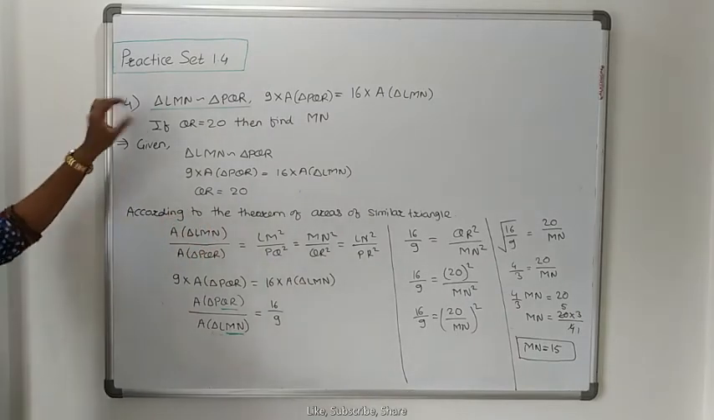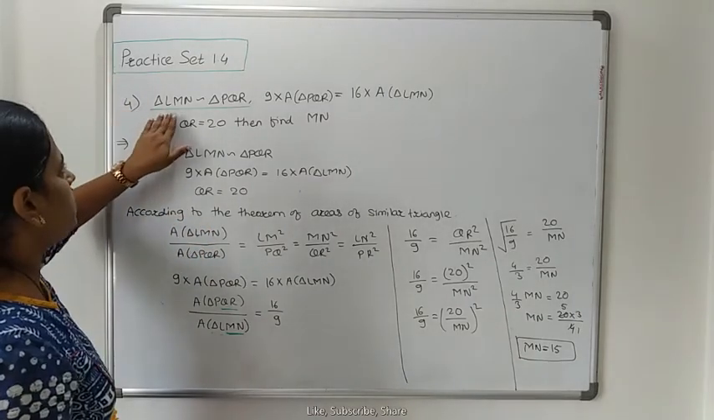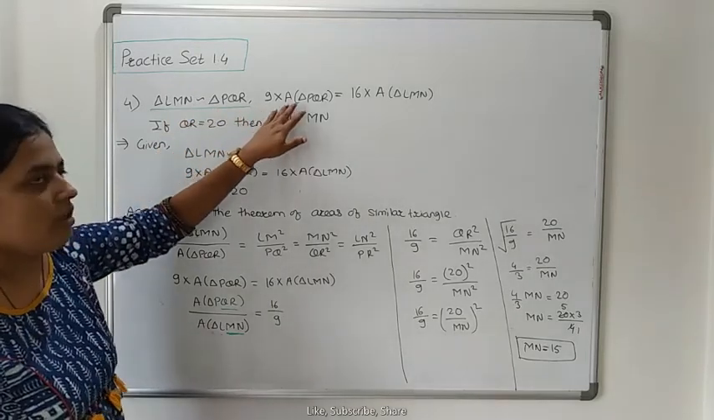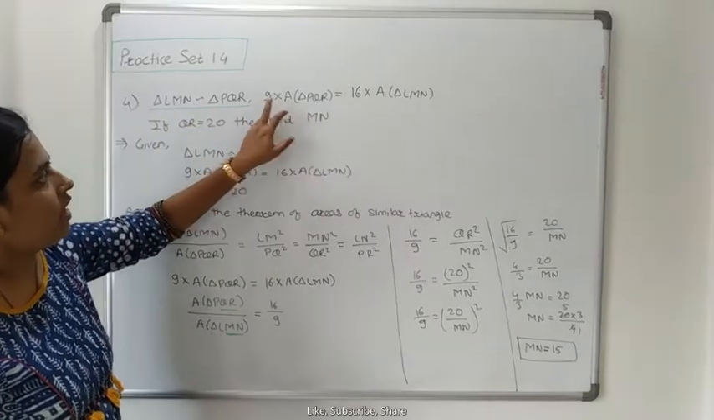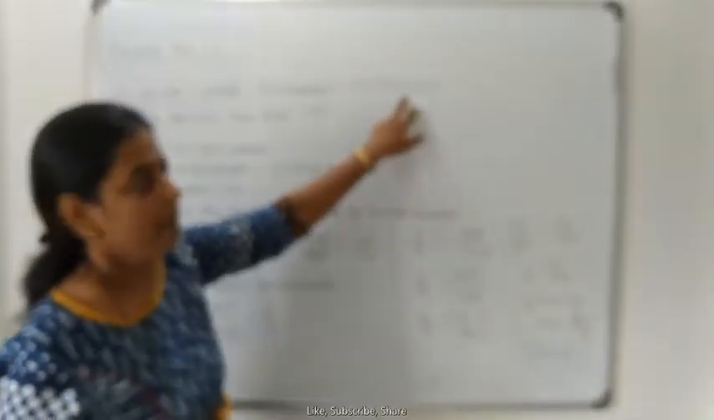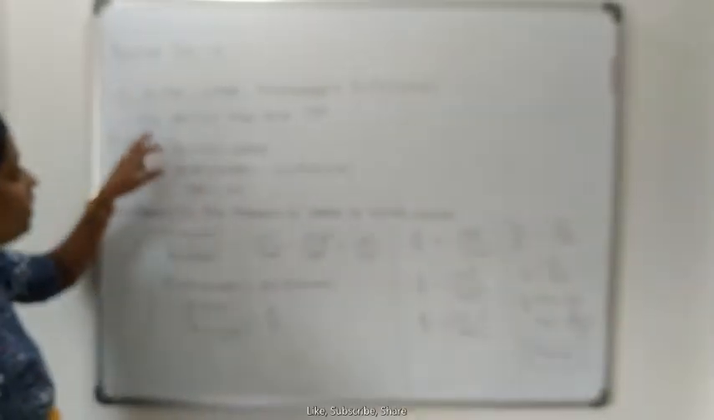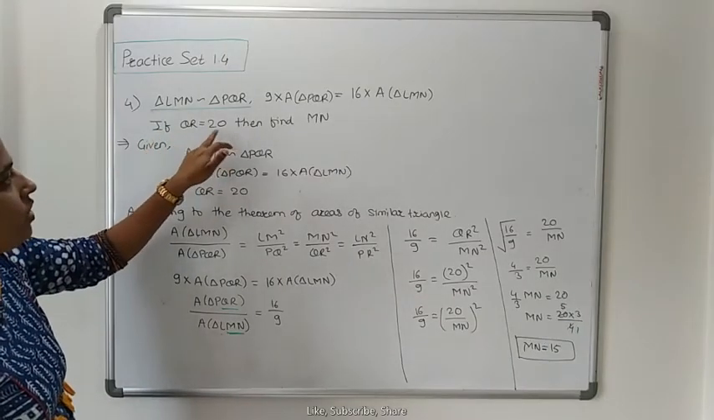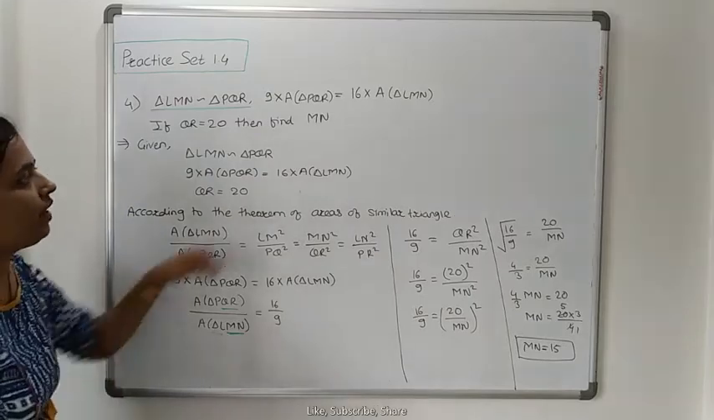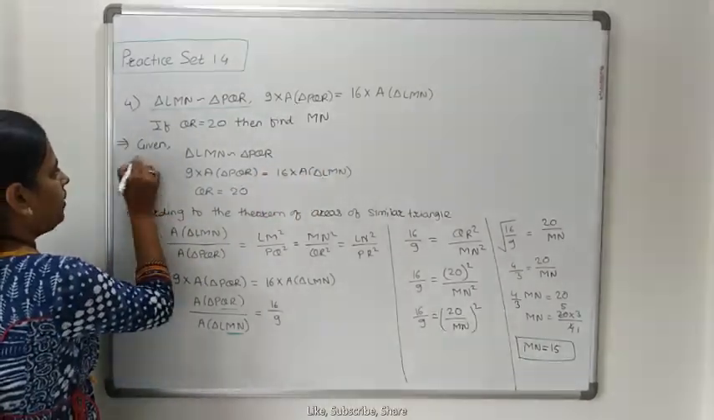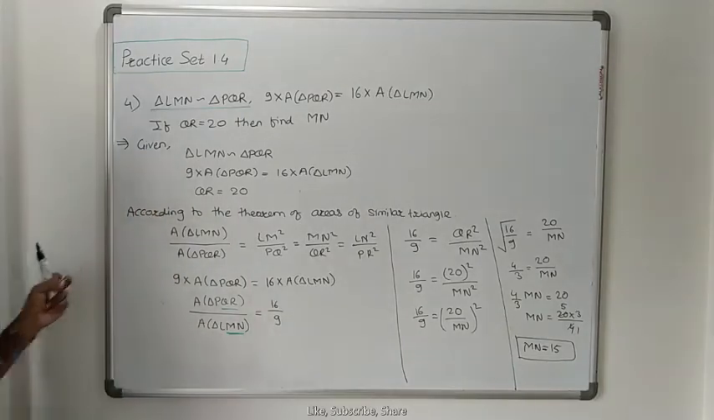Just recall once again what we do here. In your question, what is given? That is triangle LMN similar to triangle PQR, and one more relation is given, that is 9 into area of triangle PQR is equal to 16 into area of triangle LMN. If QR is equal to 20. Okay, what we do here, that is QR is equal to 20. Then we have to find out the MN. So we have to write down first the given part.